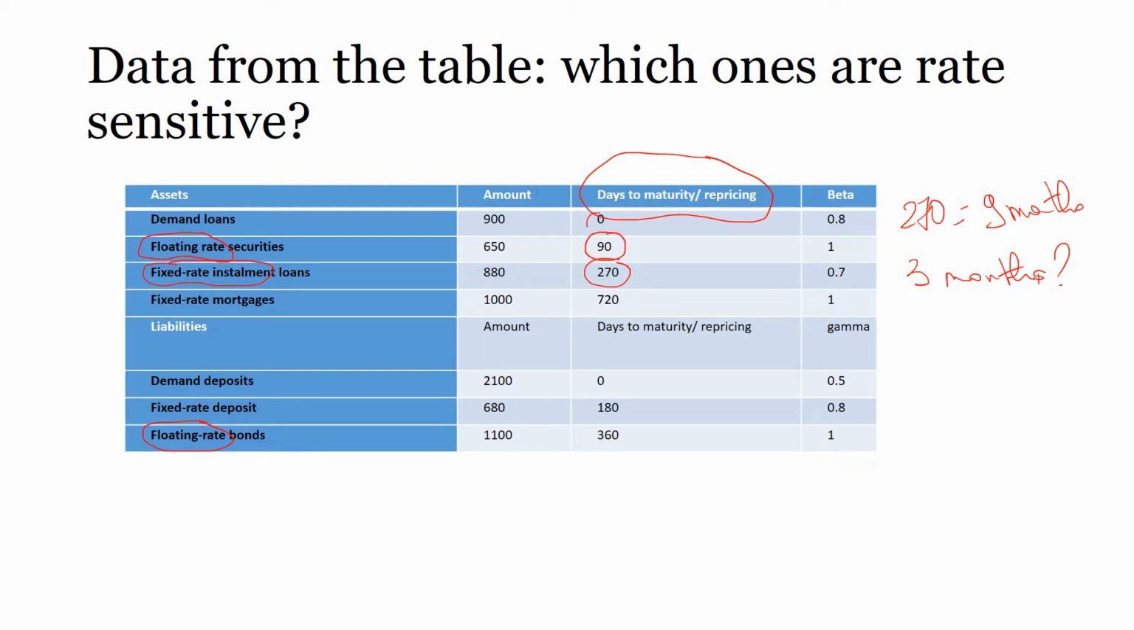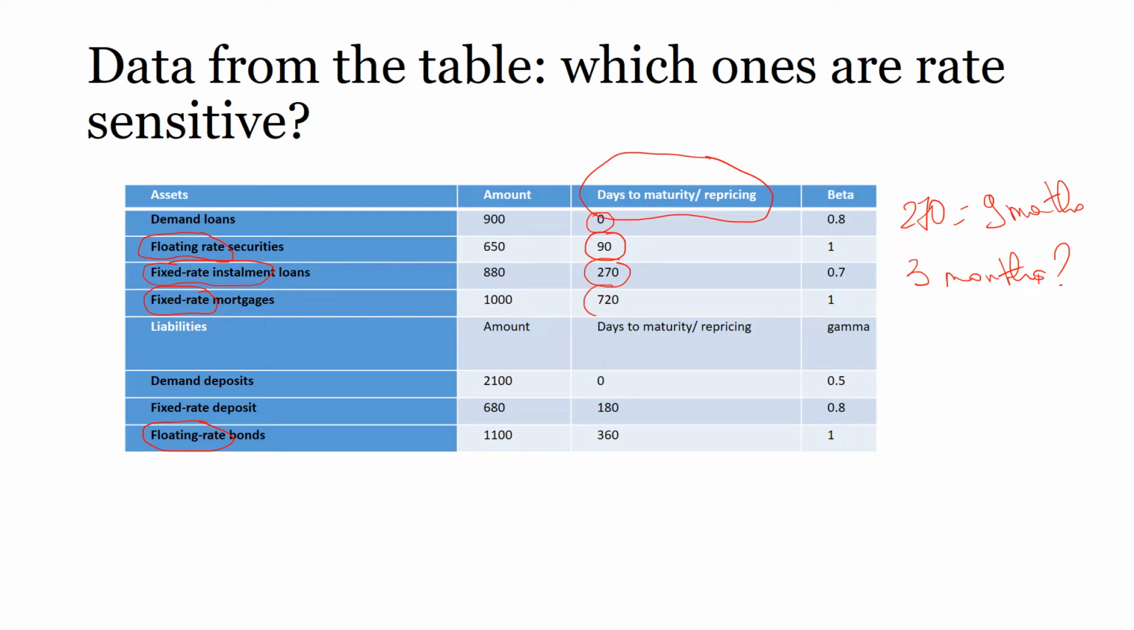For demand loans, 0 days to maturity means that it's going to be refinanced today. So when you look at the assets, the last one is a fixed rate mortgage. Is it rate sensitive?